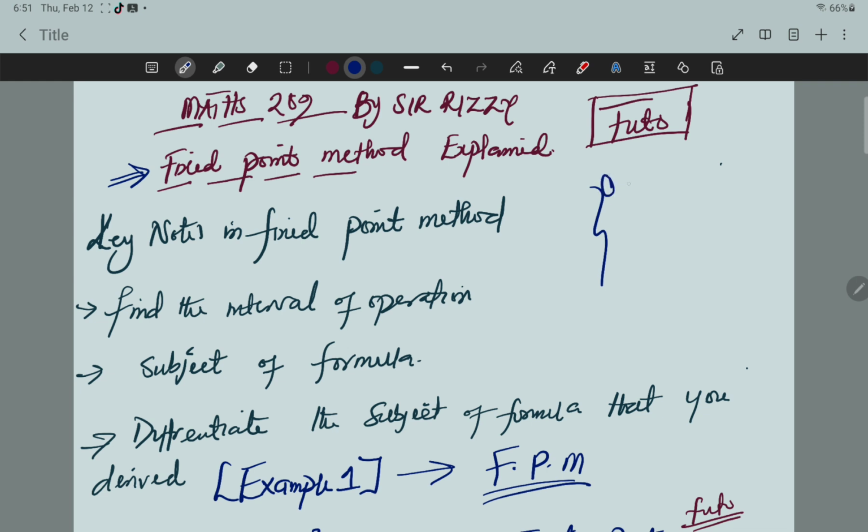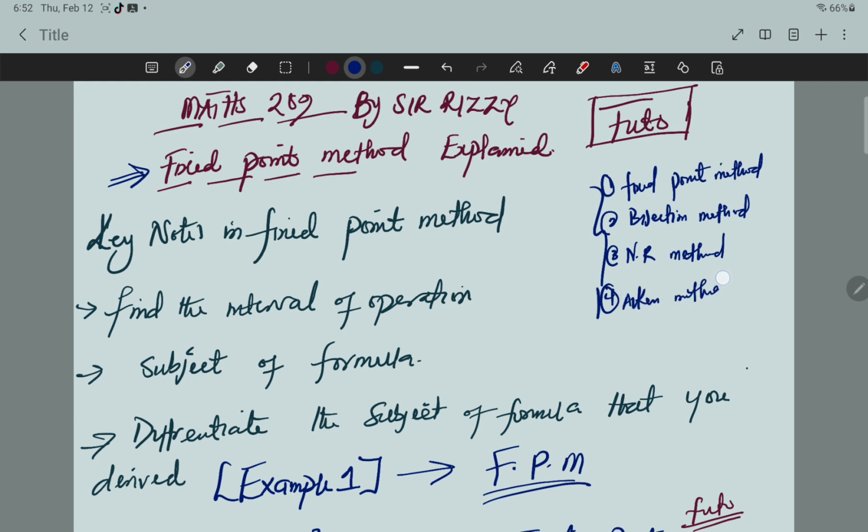I said number one, you can use the fixed point method. Number two, you can use the bisection method. Number three, you can use the Newton-Raphson's method. Number four, you can also use what we call the Aitken's method. Number five, you can use what we call the regula falsi method.